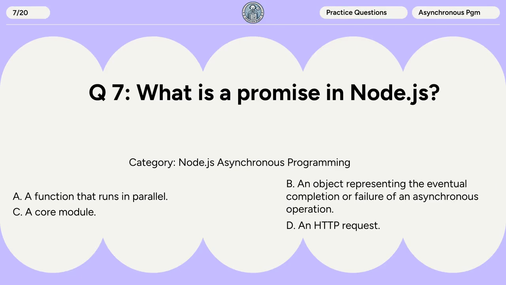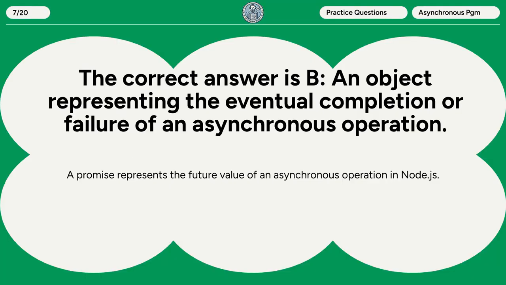Question 7. What is a promise in Node.js? A. A function that runs in parallel. B. An object representing the eventual completion or failure of an asynchronous operation. C. A core module. D. An HTTP request. The correct answer is B. An object representing the eventual completion or failure of an asynchronous operation. A promise represents the future value of an asynchronous operation in Node.js.